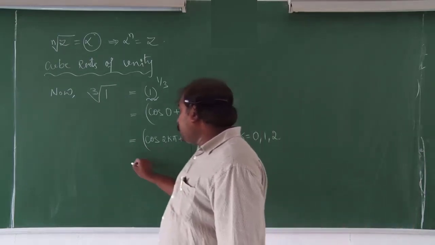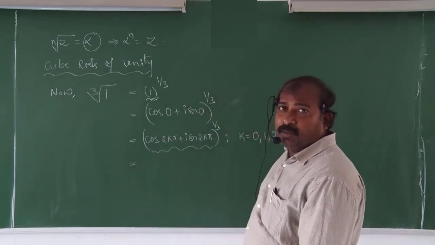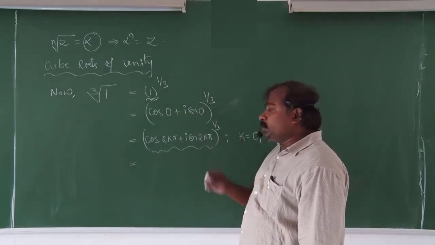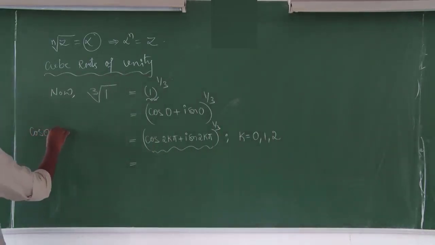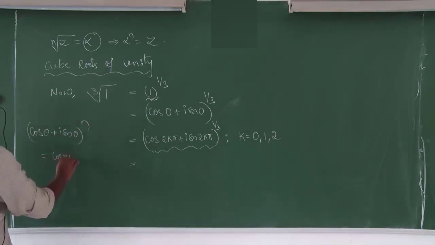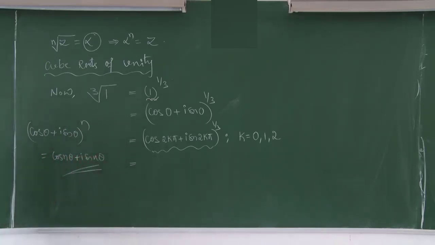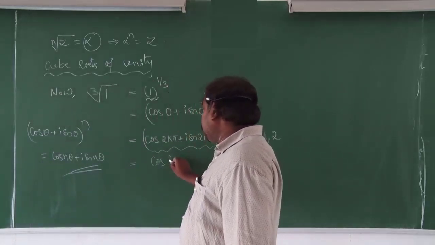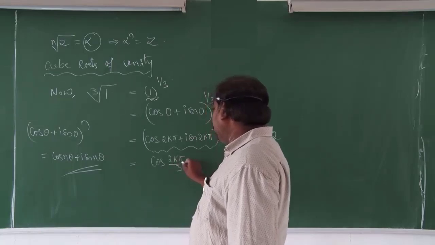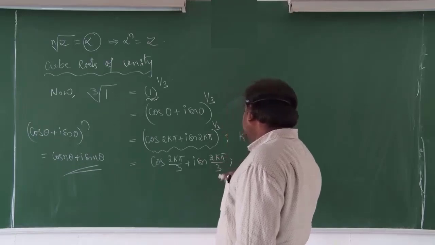Now according to De Moivre's theorem, this is (cos theta plus i sin theta) whole power 1 by 3. What is De Moivre's theorem here? (cos theta plus i sin theta) whole power n equals cos n theta plus i sin n theta. This is De Moivre's theorem. Based on this theorem, I can write this value as cos 2k pi by 3 plus i sin 2k pi by 3.